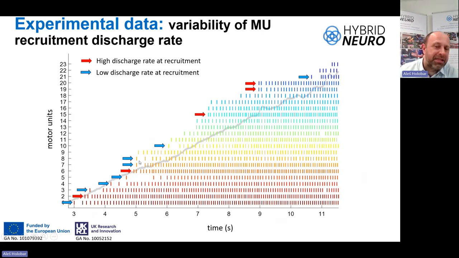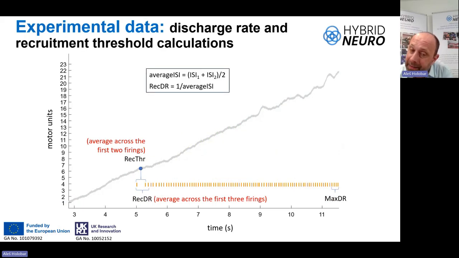And you have the opposite motor units, which have one firing, then a long pause, and then they catch up with the firings, right? So quite a different behavior, something going on in the data. And now it depends how you calculate, how you estimate the recruitment threshold and the discharge rate, right? If we would estimate the recruitment threshold from the very first firing, then the recruitment threshold would be the force level at the time of the first firing, something here.